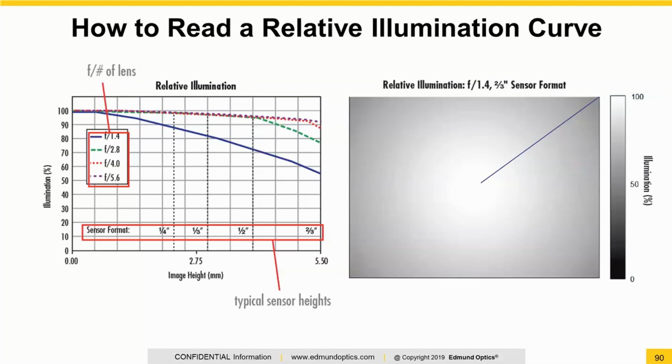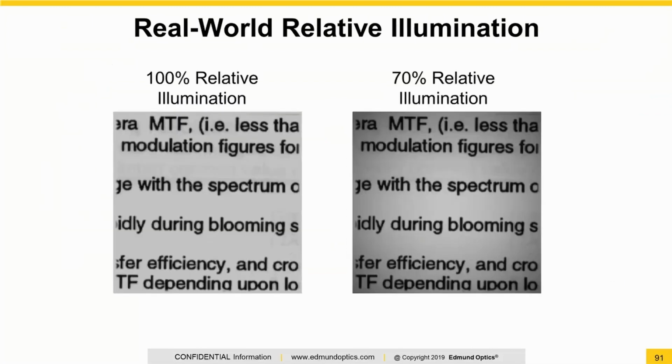Lastly, if you're looking at an object that's primarily located in the center of your image plane, it might not be as important to have a really flat relative illumination curve. If you're doing something like OCR, it might be really important to have that. So again, taking a glance at one of these curves can really tell you what type of performance you're going to be getting in terms of that relative illumination. As one last quick example, showing a couple of images with 100% relative illumination versus 70% relative illumination, you can see that drop-off pretty substantially.